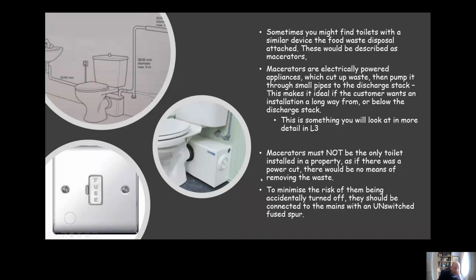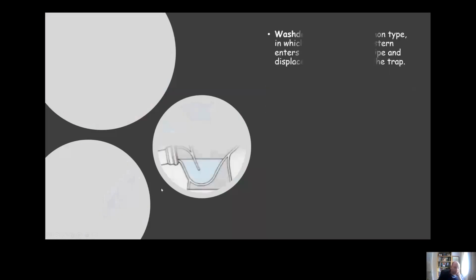Okay, so to reduce the risk of them accidentally being turned off, they would be connected to the mains via an unswitched fuse spur. And again, if you were going to work on this appliance, you'd isolate the appliance at the fuse, take it out, carry out your safe isolation procedures, check that it's dead essentially, and retain the fuse whilst you carried out the work.